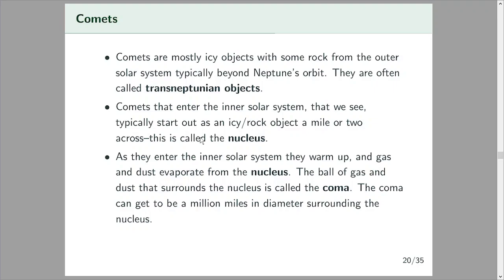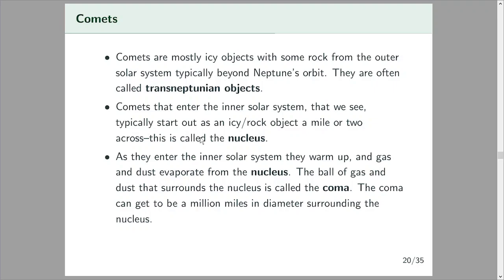Okay, let's talk comets. So comets are mostly icy objects with some rock from the outer solar system, typically beyond Neptune's orbit. They're often called trans-Neptunian objects. Comets that enter the inner solar system that we see typically start out as an icy rock a mile or two across. This is called a nucleus. So these objects are in the outer solar system, and they're just icy rocks out there, the way asteroids are rocks in the inner solar system.